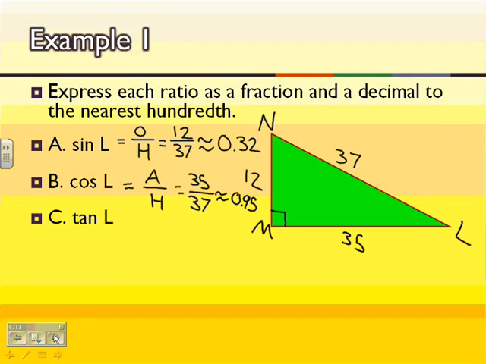Actually, what do you have as your fraction? 12. Good, because 12 is our opposite, 35 is our adjacent. And Emily, what did you get for your decimal? 0.34, okay. Thank you. All right, so we got 3 more.